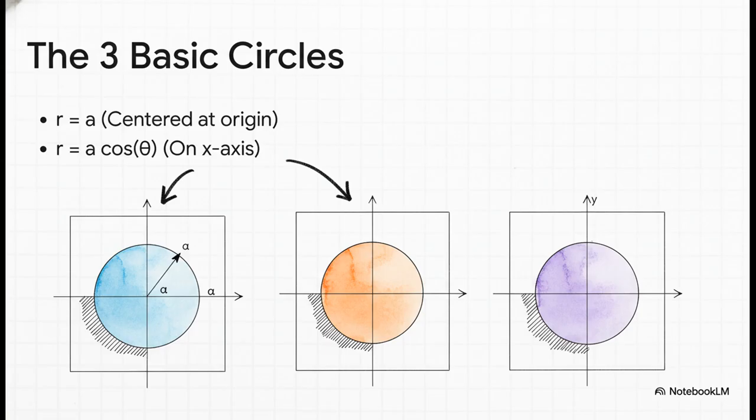But watch what happens when we toss in some trig. For r equals a cosine theta, think about it. The radius is biggest when cosine is 1, which happens right on the positive x-axis. And the radius is 0 when cosine is 0, which is along the y-axis. This kind of pulls the whole circle over onto the x-axis. The exact same logic works for sine and the y-axis. So this is our first big clue. The trig function basically tells the shape where to sit.